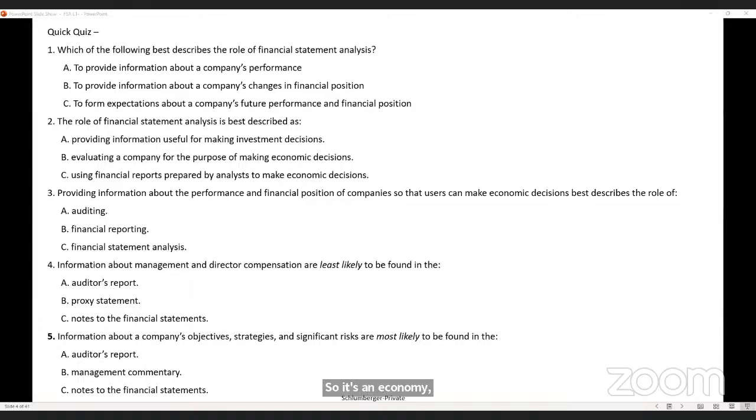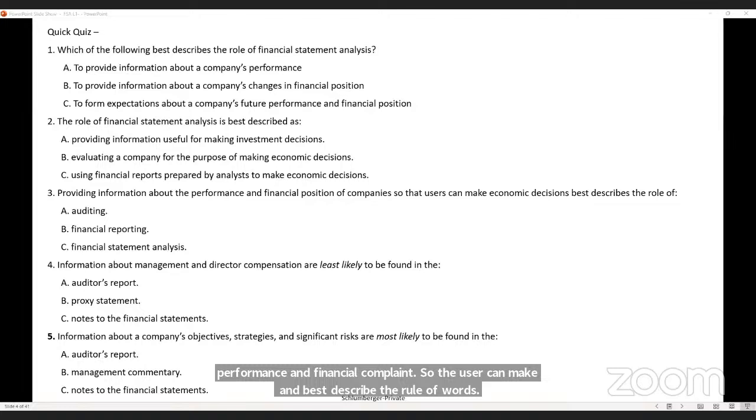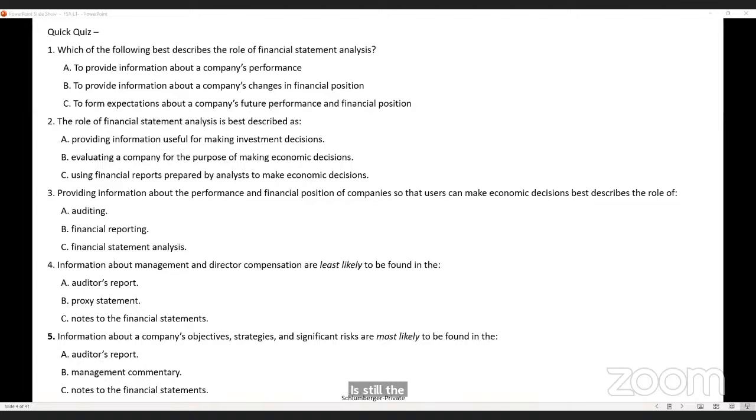The number 3 is just telling you about providing information about the performance and financial position of a company, so that users can make decisions. That best describes the role of financial reporting. Reporting is providing. Analysis is that you, as an analyst, want to make an informed decision.